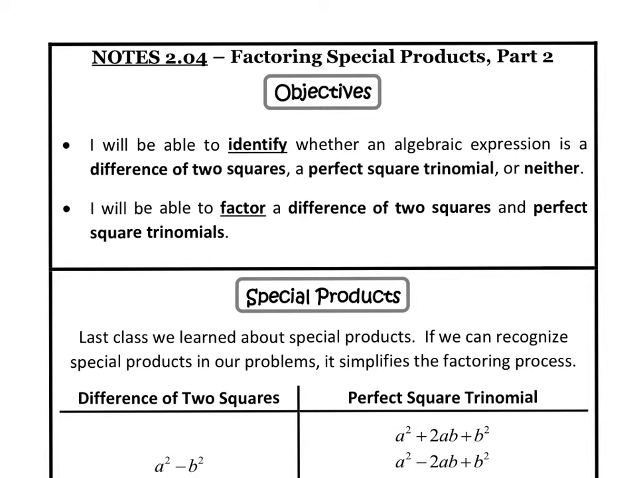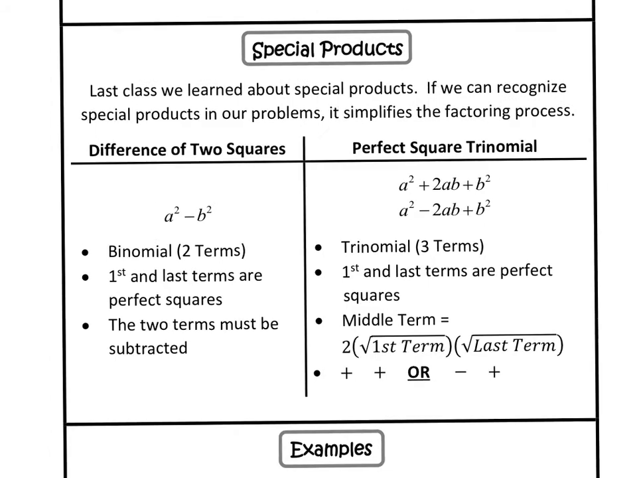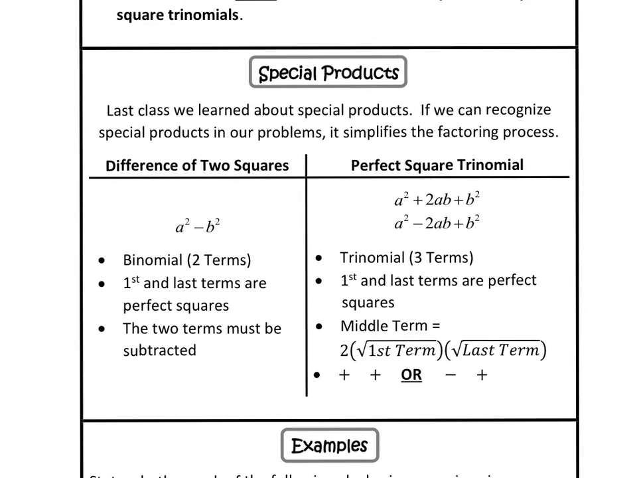Okay, if we read here, it says, last class we learned about special products. If we can recognize special products in our problems, it simplifies the factoring process. We talked about these two special products in particular, which were the difference of two squares and the perfect square trinomial. I hope in the last video you got the hang of what we were trying to accomplish.